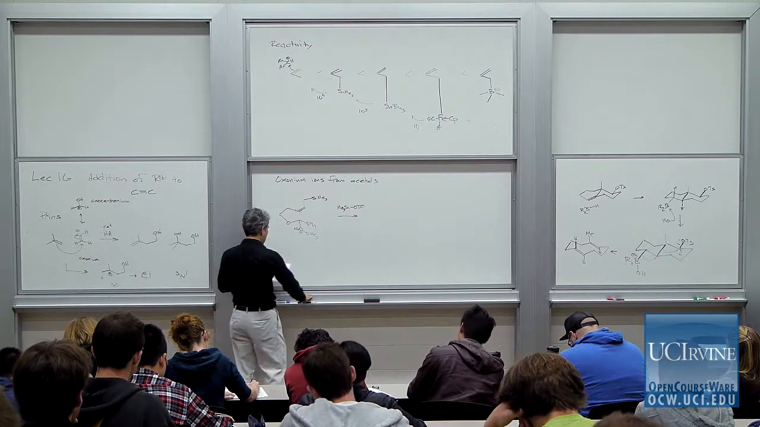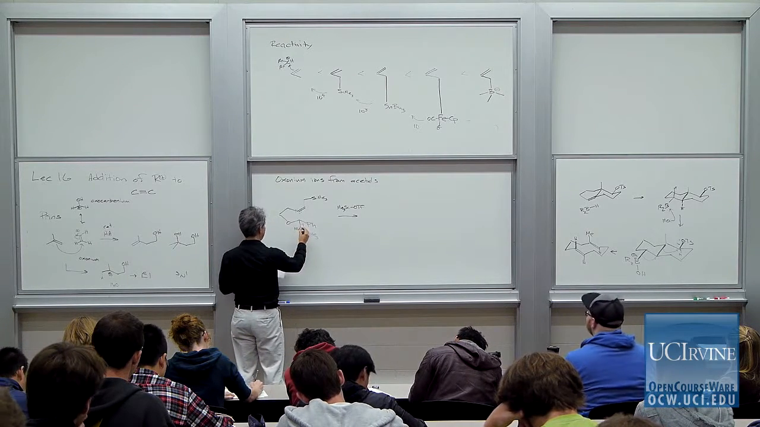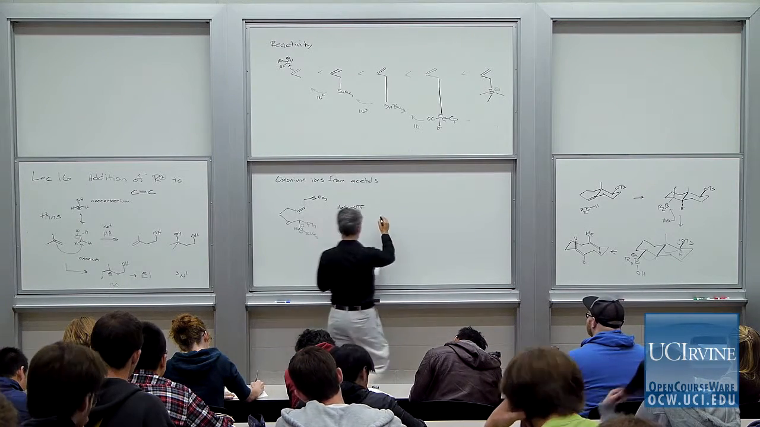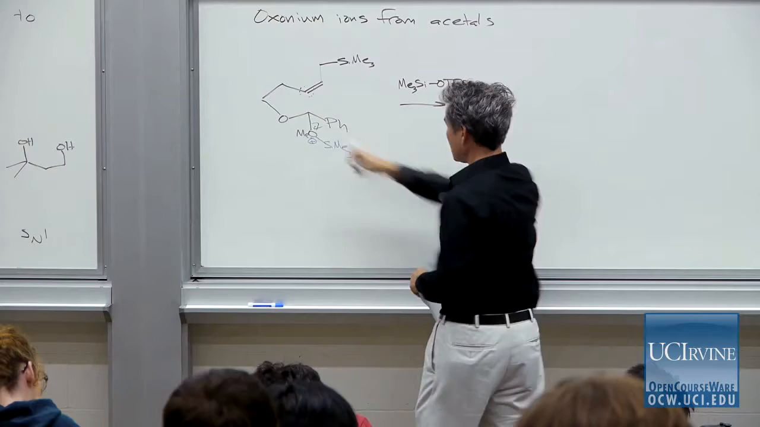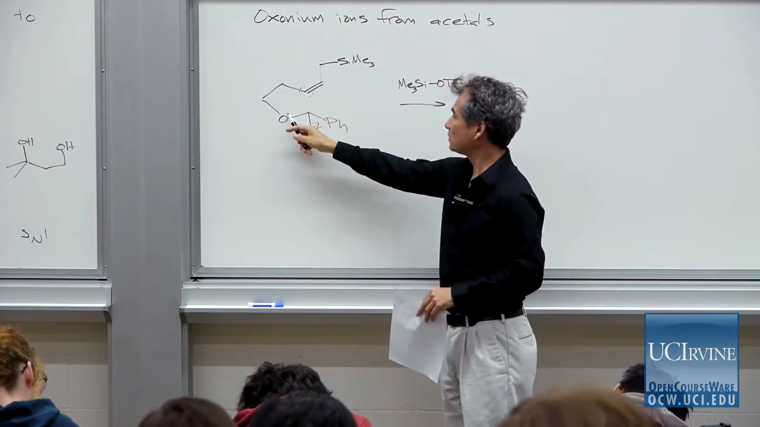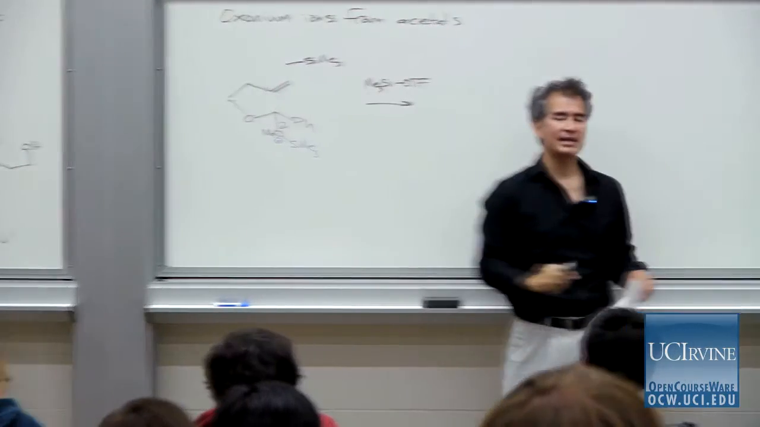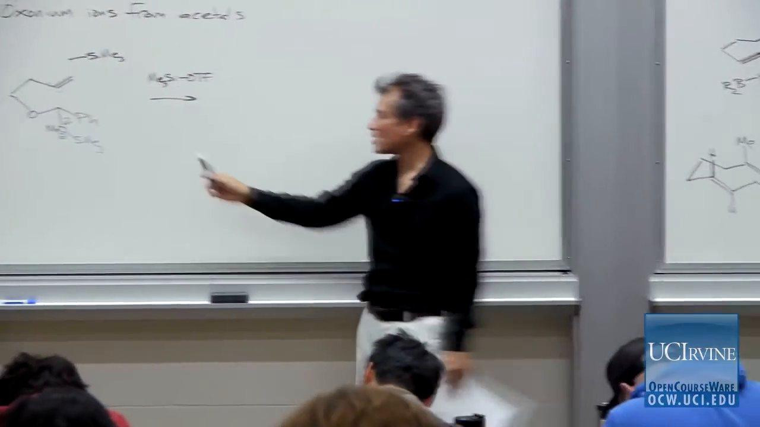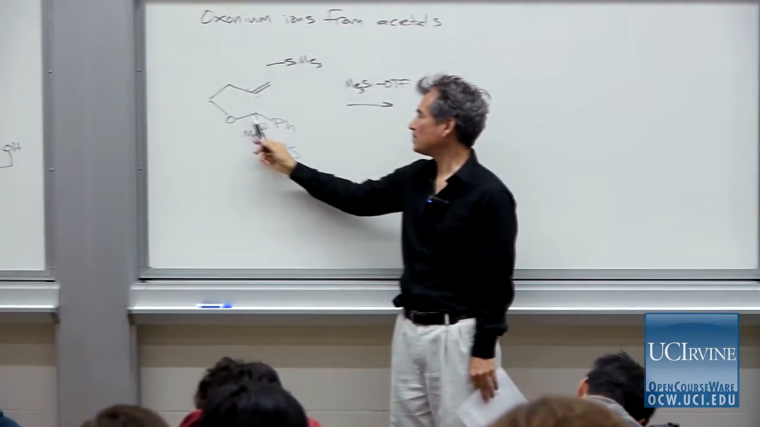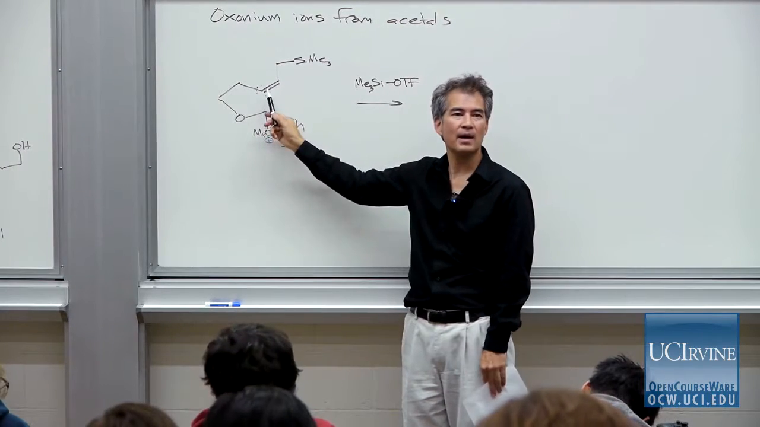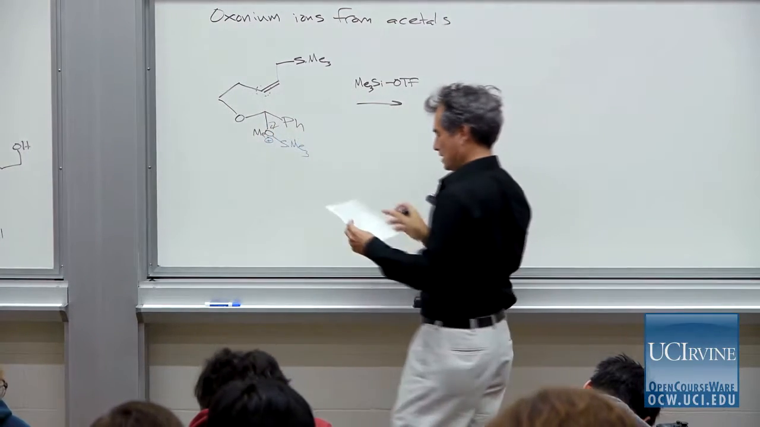And so what that does now is this acts as a leaving group to give you an oxocarbenium ion. Imagine the lone pairs on this oxygen pushing out that leaving group so that you now generate a carbocation, a carbenium ion right here, 5 atoms away from that nucleophilic allylsilane.